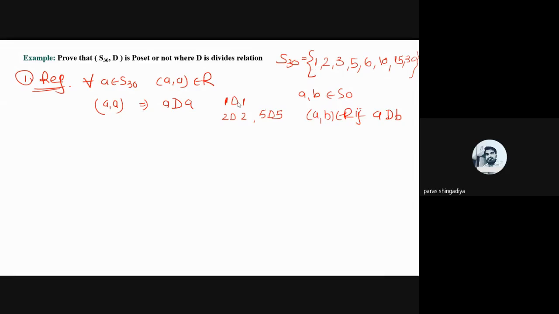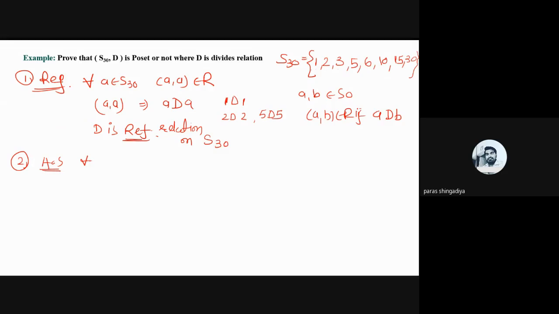So for every number of the given set, we can easily say that the number divides itself, A divides A. That is true. So what is the meaning of that? We can say that R is a reflexive relation on S30. So the first one is proved, and now the second one is the antisymmetric condition.